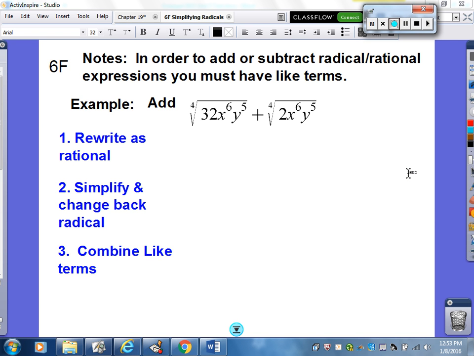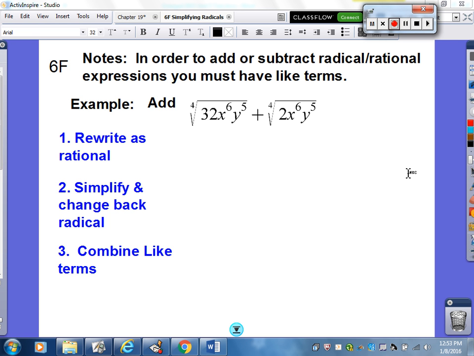Alright, this is 6F notes. Today we're going to be simplifying and adding and subtracting radical expressions and rational and radical expressions.